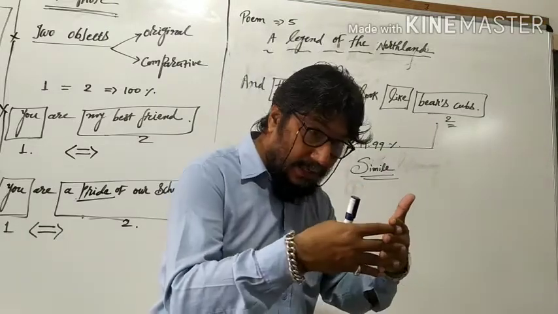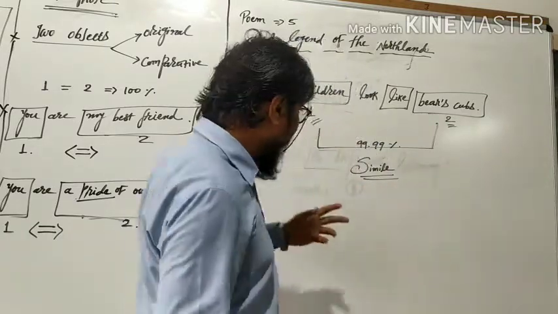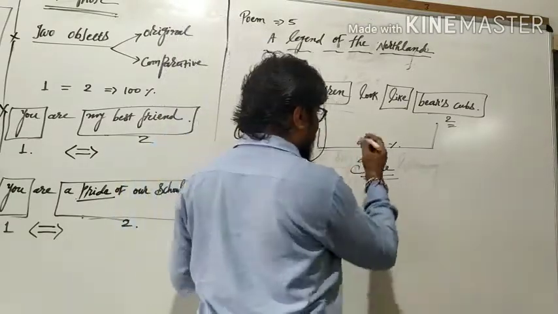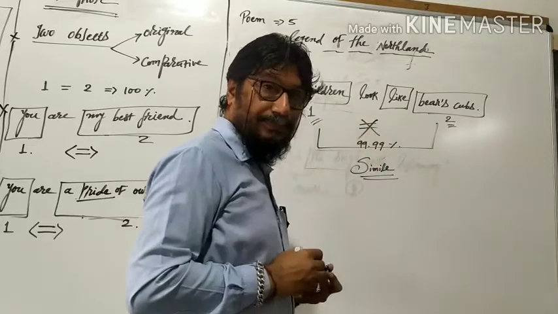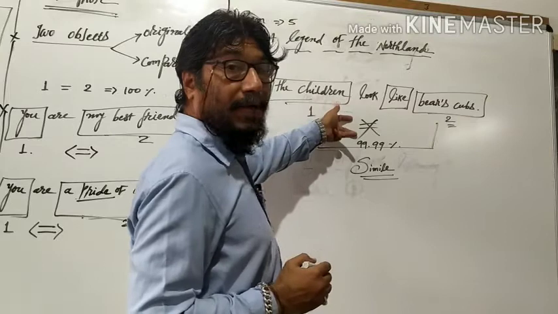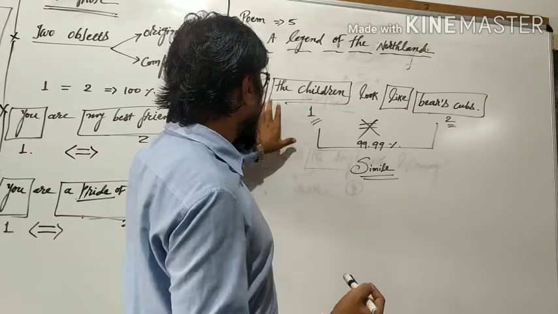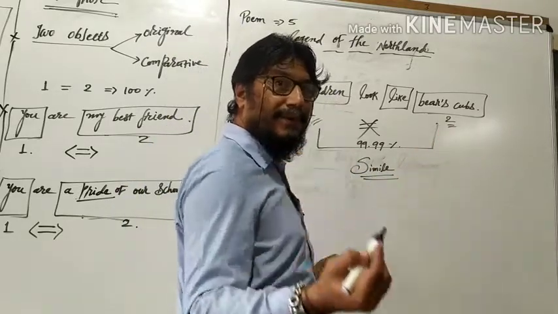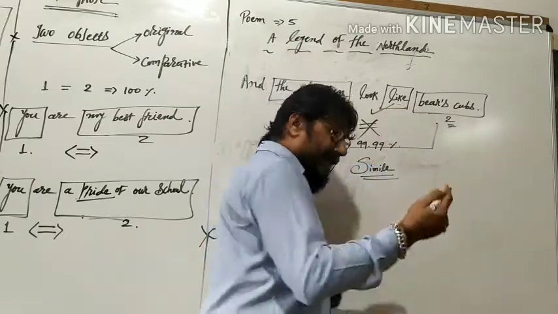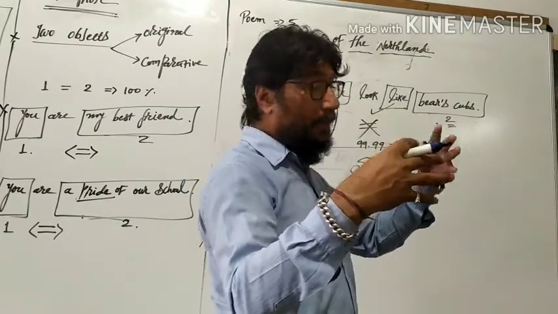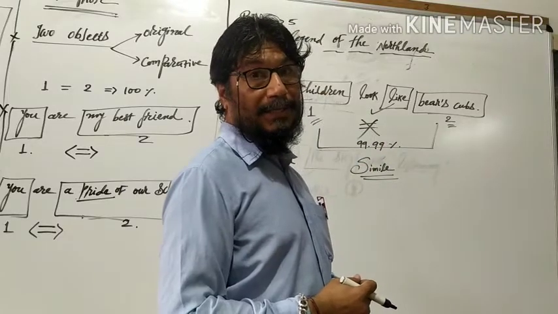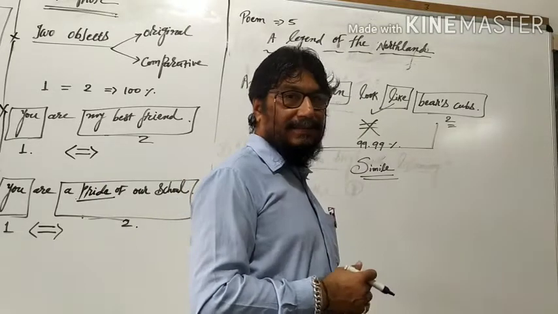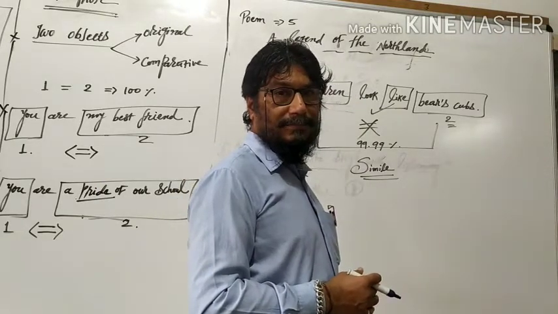They are looking the same up to 99.99%. Here 100% is not given. Otherwise it would have become an implied simile, a metaphor. If it were, the children look bear's cubs, then that would be metaphor. But here it is used like. That indicates the comparison between comparative aspect and original aspect. Up to 99.99% equality, that indicates the idea of simile. Got the idea?